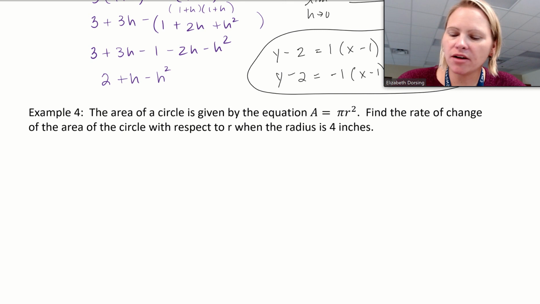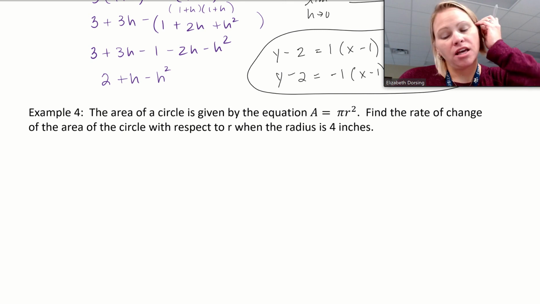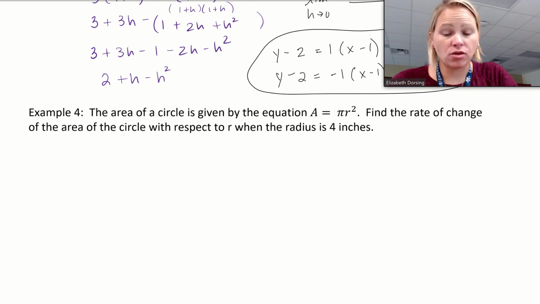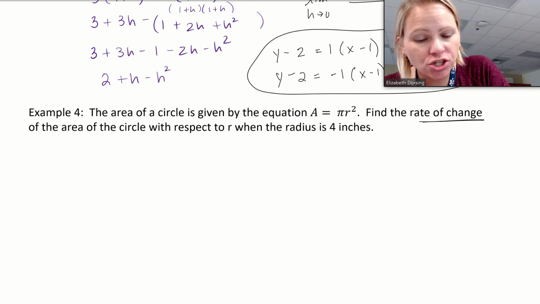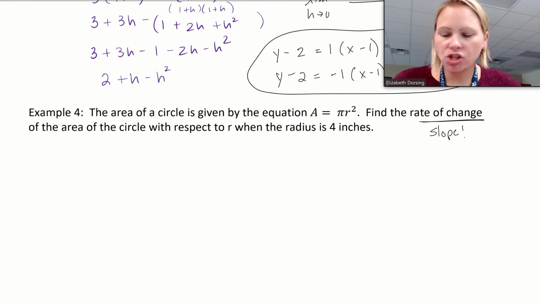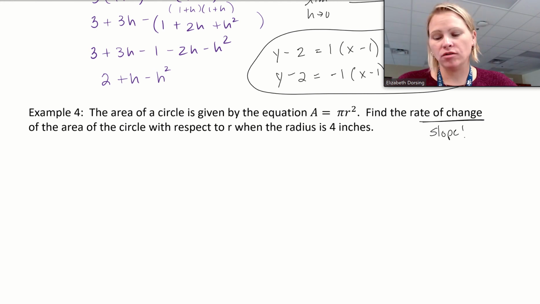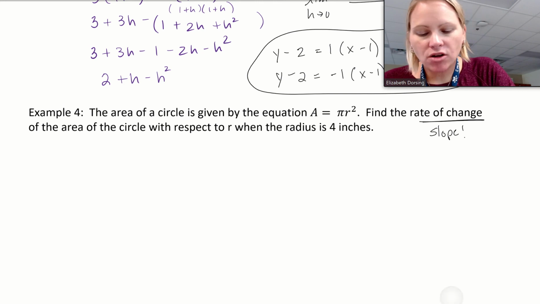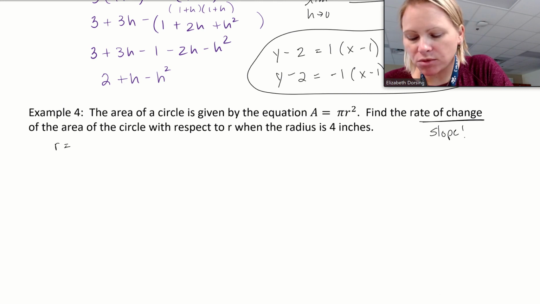So this one says the area of a circle is given by this equation. Area is pi r squared. And then it says find the rate of change of the area. Okay, so as soon as I see rate of change, I'm thinking to myself, slope. So find the rate of change of the area of the circle with respect to r. What does that mean? When the radius is 4 inches. Well, I know that rate of change means find the limit. And I know that r is going to be 4.